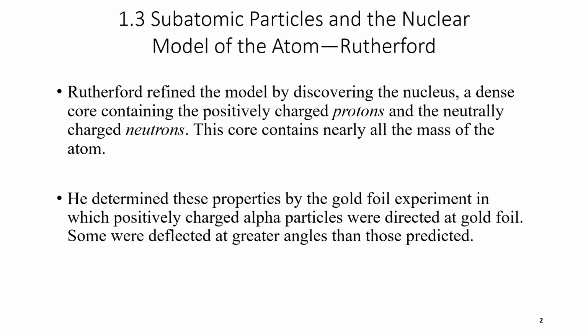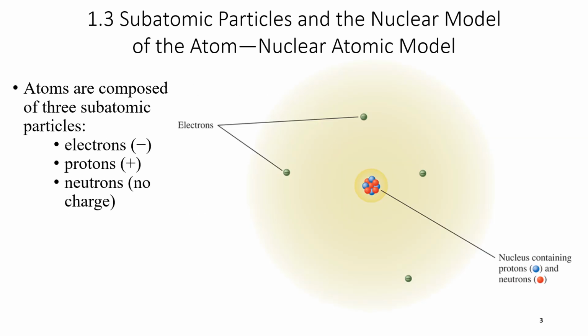Chadwick is another scientist that determined that the nucleus had this extra particle called the neutron, and it was called a neutron because it is not charged, it's neutral. The dense core, the nucleus, contains nearly all the mass of the atom, so it's pretty heavy and pretty dense. The three subatomic particles then are the electrons, which are negatively charged, the protons, and the neutrons that make up the nucleus. The protons are positive and the neutrons are negative.